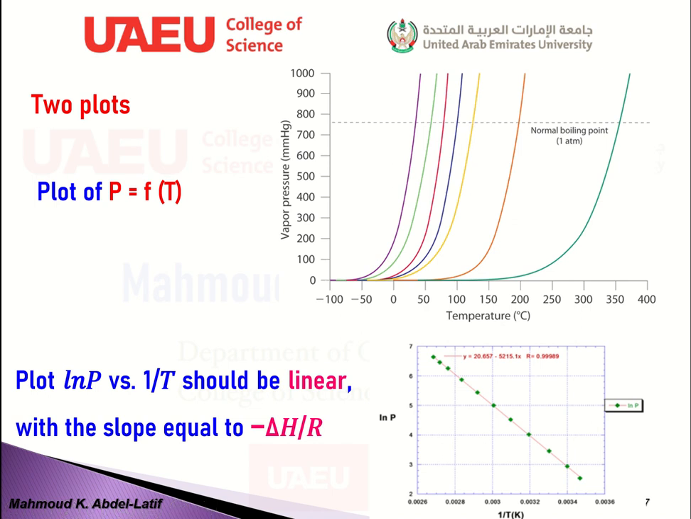Okay, the second plot: get ln P and 1/T. Here you can use Celsius temperature directly, but in this one you should convert to Kelvin, 1/T in Kelvin. So ln P against 1/T in Kelvin gives a straight line with a negative slope, from which you can determine the heat of vaporization. To get the heat of vaporization, just multiply the slope by the ideal gas constant.